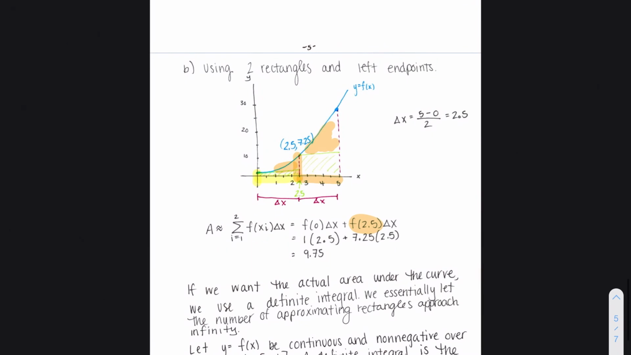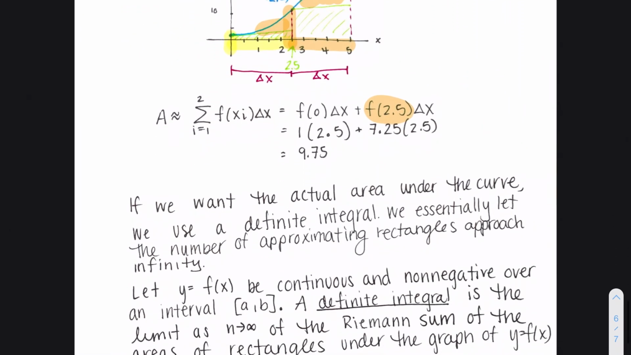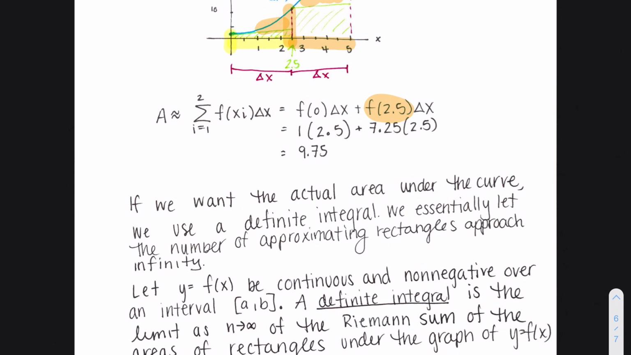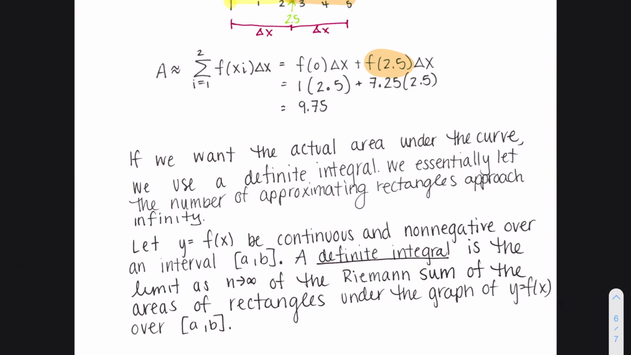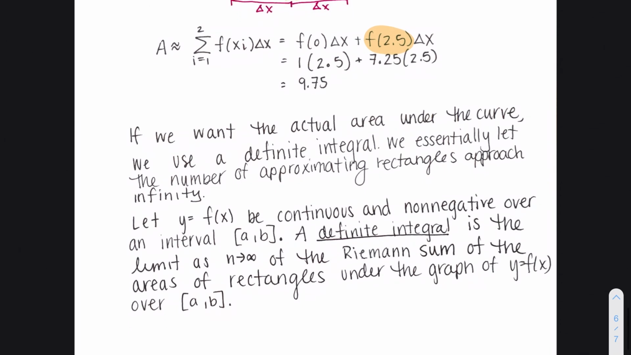So this leads into what the actual area under the curve will be. We're going to let the number of rectangles approach infinity, and that's going to lead into this definite area. So we're going to relate it to the antiderivative in the next section, but what we want to think about now is if we have a function y equals f of x, which is continuous and non-negative over an interval, the definite integral is the limit as n approaches infinity of those approximating Riemann sums. So the main idea is the area is going to be exactly equal to the limit as n goes to infinity. So this n is the number of rectangles.